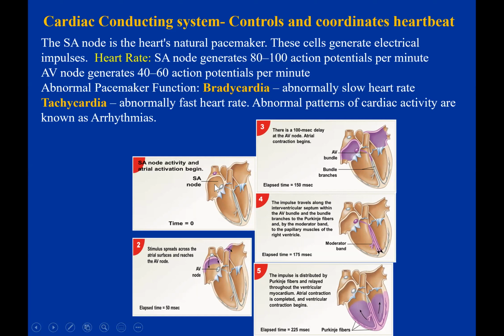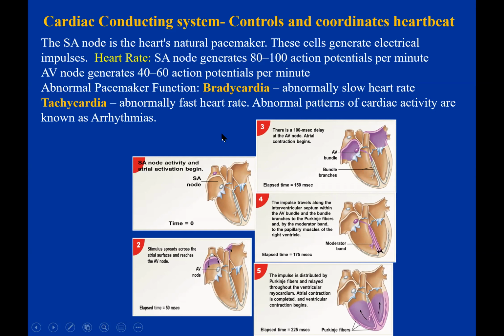So SA node is creating the action potential. The stimulus is spreading across the atrial wall and it reaches the AV node. There is a short delay in the AV node because it's giving enough time for the atrium to contract. Then the impulse travels down the interventricular septum. It's called bundle of His. And then it radiates up the heart through the Purkinje fibers. So when that happens, the ventricles will contract.